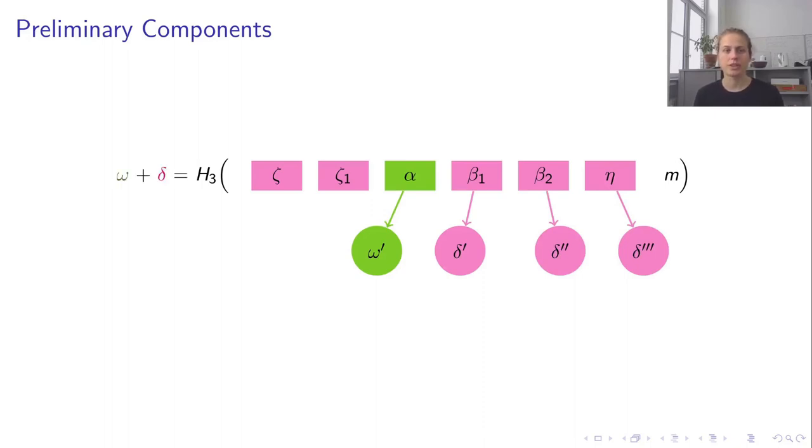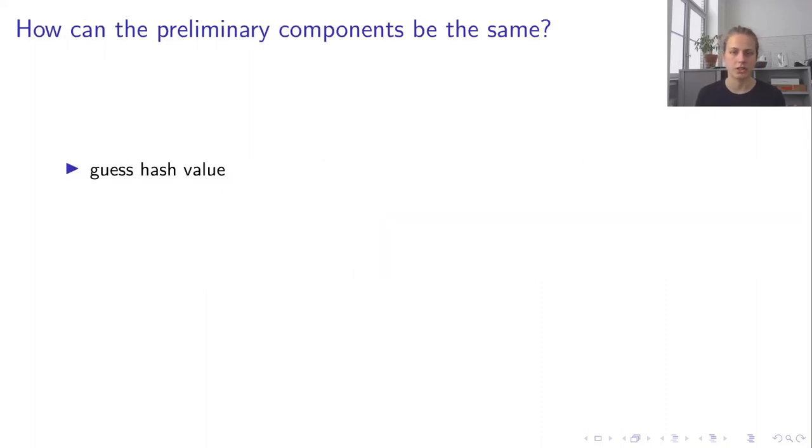We also know that omega plus delta needs to be the hash value. So we hope that these preliminary components will not be the same as the components in the signature. And now we want to look into how the adversary can maybe provoke this so that this bad case happens, where they are actually the same. The first way the adversary could provoke this is by just guessing the hash value. This is the same as in the Schnorr case, but it only has probability 1 over the order of the group. Then we also show that if the adversary manages to do this while still behaving like we expect him to, he must have solved some discrete log problem.